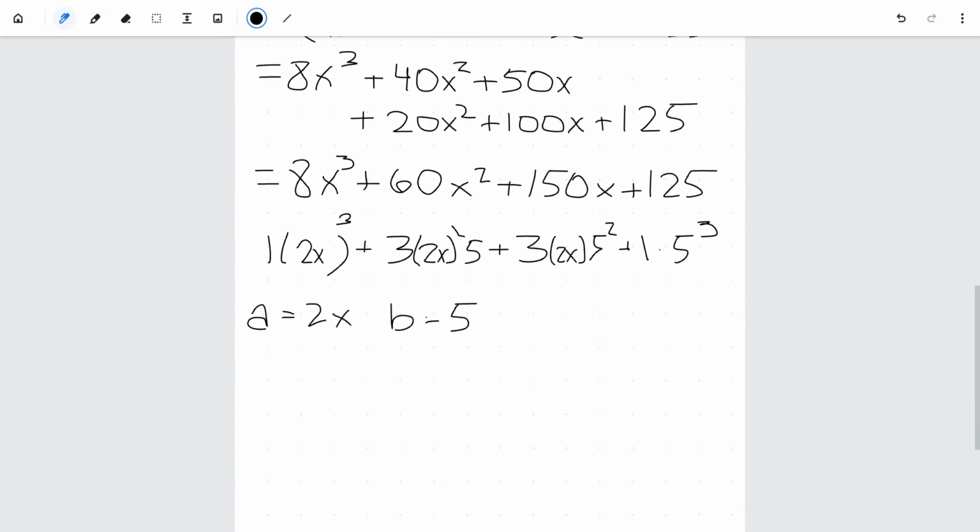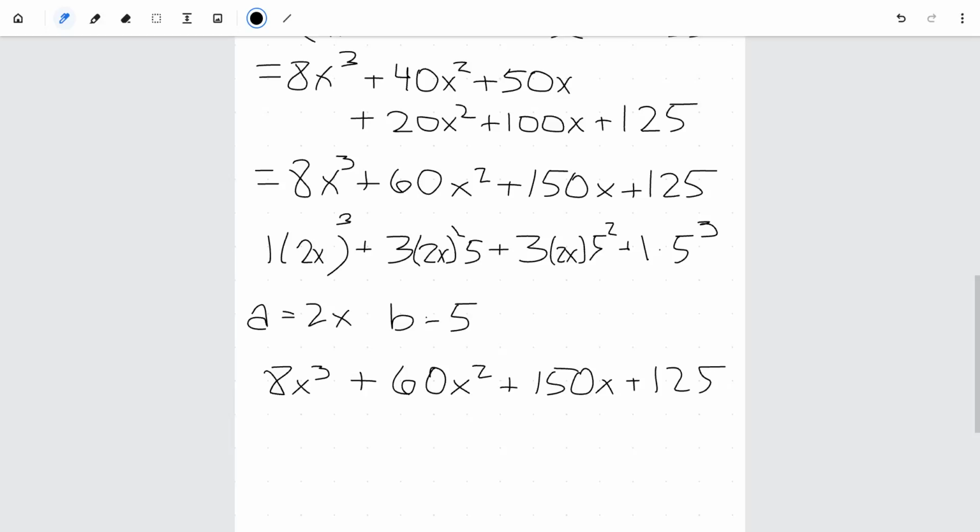Now let's see what happens when we expand all of these. We get (2x)^3 is equal to 8x^3, plus 3 times (2x)^2, which is 4x^2. So 4x^2 times 5 is 20x^2, times 3 is 60x^2, plus 3 times 2x times 5^2, which is 25 times 3, 75, times 2, 150x. And then 5^3 is 125.